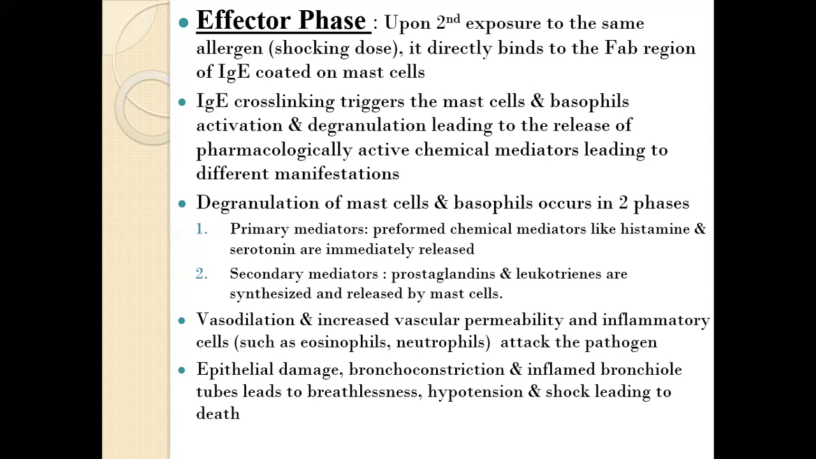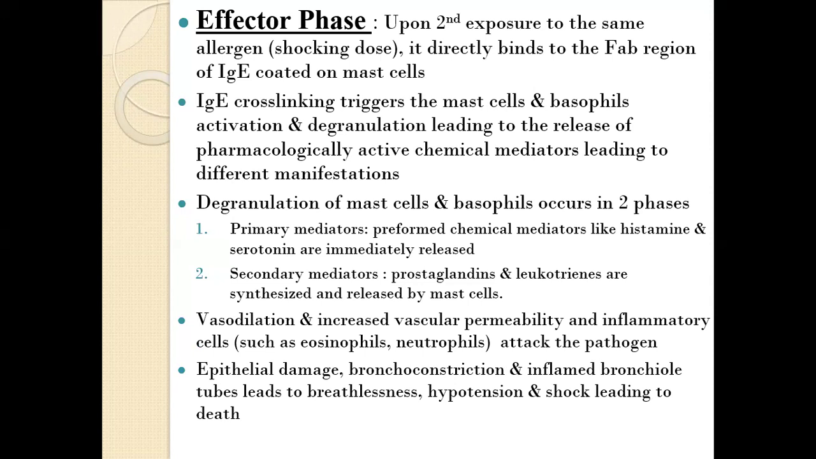Next phase is the effector phase, that is upon second exposure of the same allergen, that is called shocking dose. It directly binds to the FAB region of IgE coated on mast cells, that is sensitized mast cells. So what happens? This IgE cross-link triggers the mast cells and basophil activation and degranulation, leading to the release of, that we already said, pharmacologically active chemical mediators, leading to different mechanisms or manifestations.